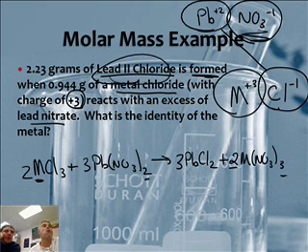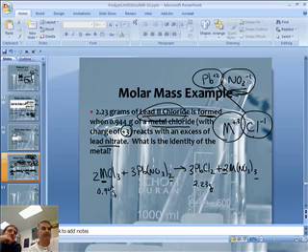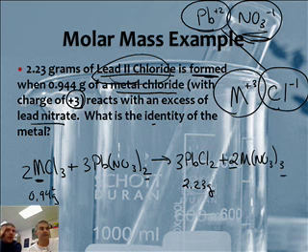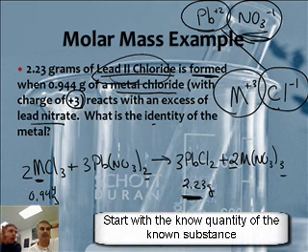Now, what do we know? We know we have 2.23 grams of lead 2 chloride formed, and we know we have 0.944 grams of the metal chloride. Now, guys, when you're doing these, I think it's easiest if you start with the thing you know everything about, and that would be the lead 2 chloride, because we know the mass of it and we know the identity of the substance. Do not start with your unknown metal. We're going to work towards the unknown metal.